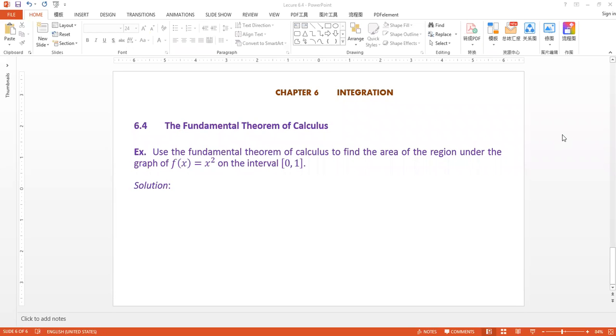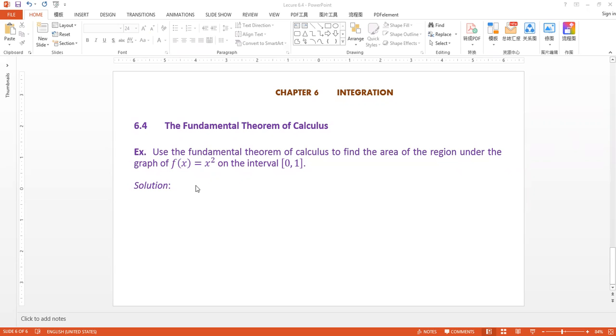Hello, everyone. This section is about the fundamental theorem of calculus, and this is a very important theorem. It tells us how to evaluate definite integrals. One of the things we can do is we can use the fundamental theorem of calculus to evaluate definite integrals.